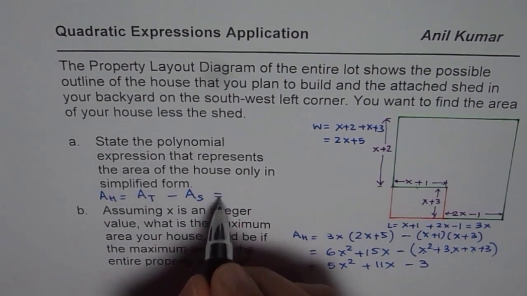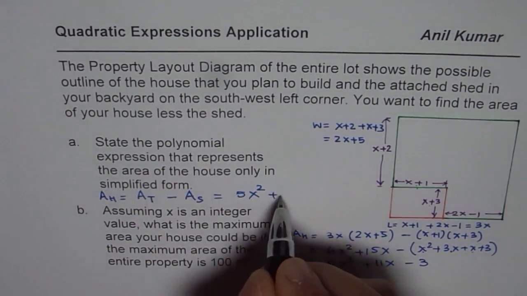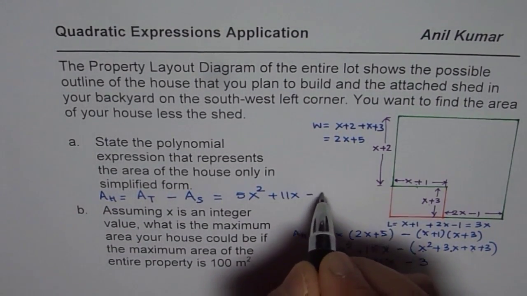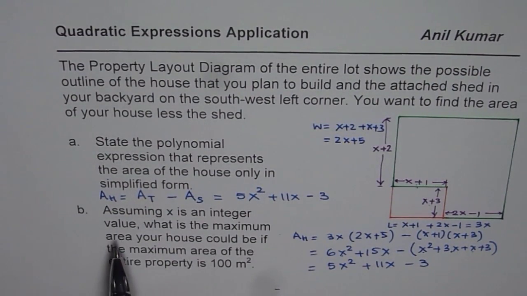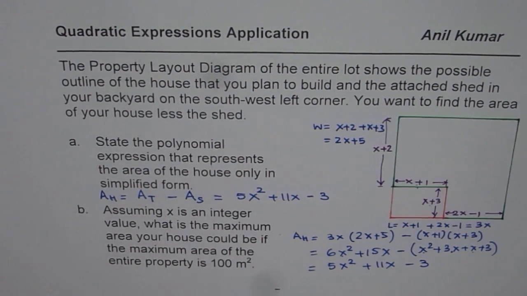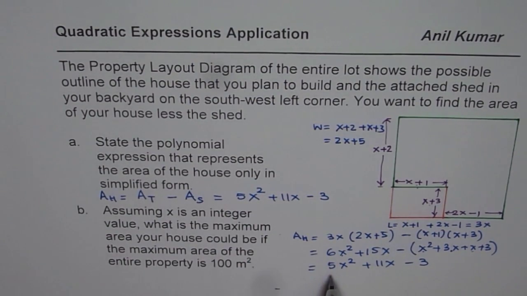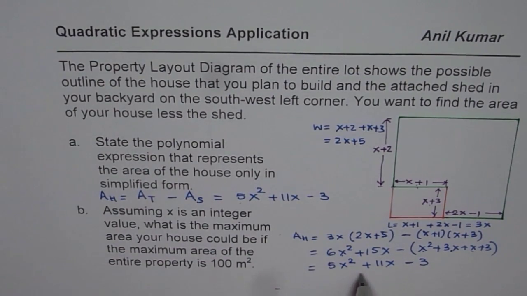So let me write down the answer here for the simplified expression, which is 5x squared plus 11x minus 3. Is that okay? So that is how we get the simplified expression. Now, part B is, assuming x is an integer value, what is the maximum area your house could be if the maximum area of the entire property is 100, that means A total is 100. So if total area is 100, then what is the maximum area of your house? That means this area. So what we have to find is the value of x.